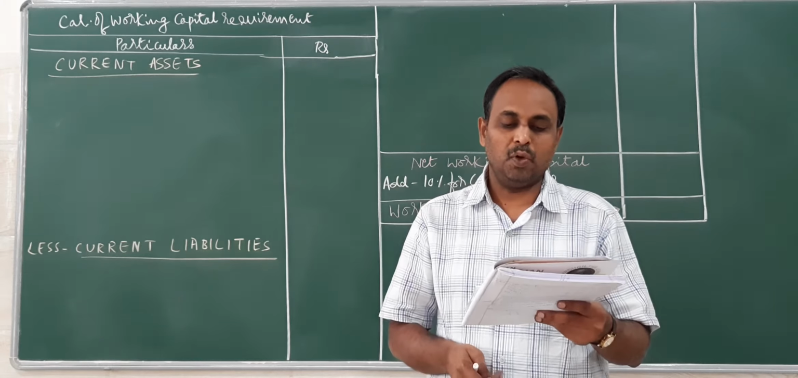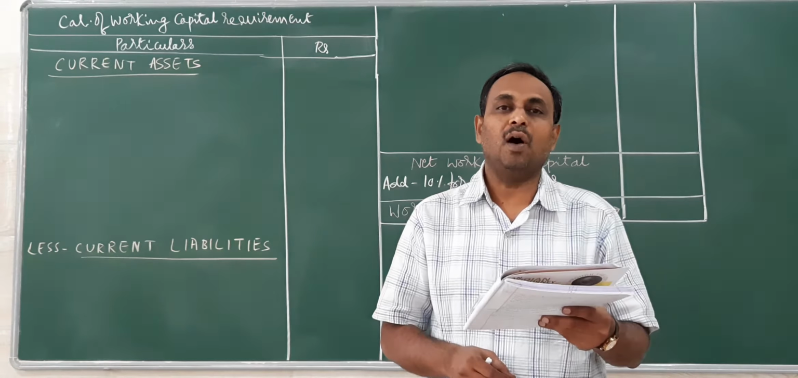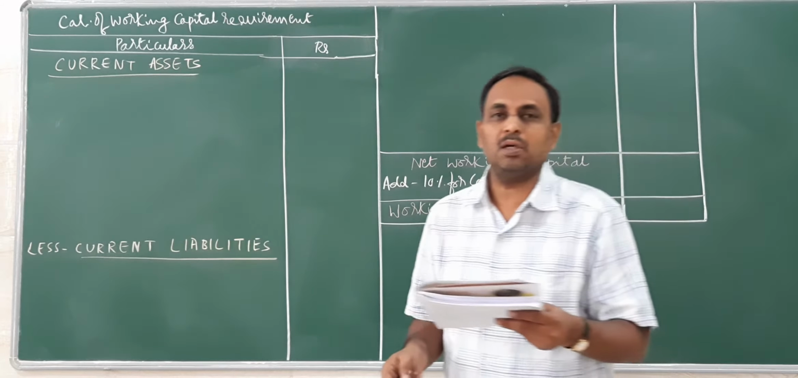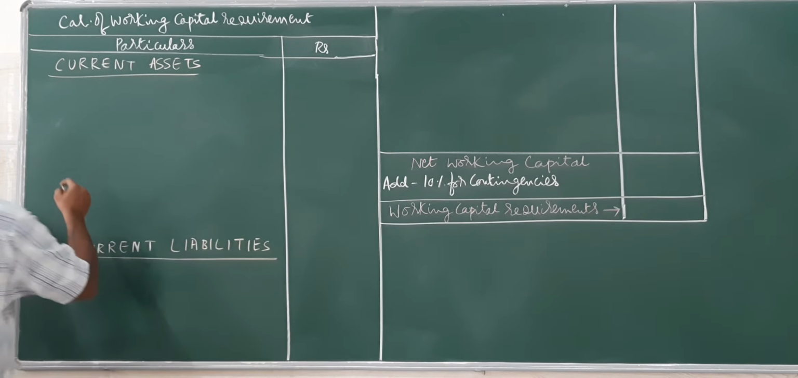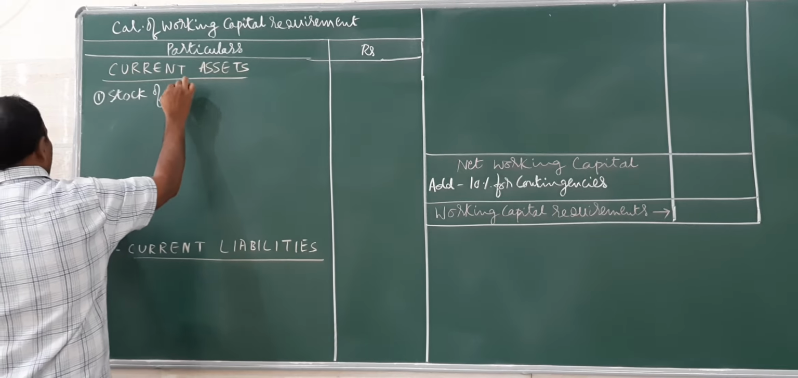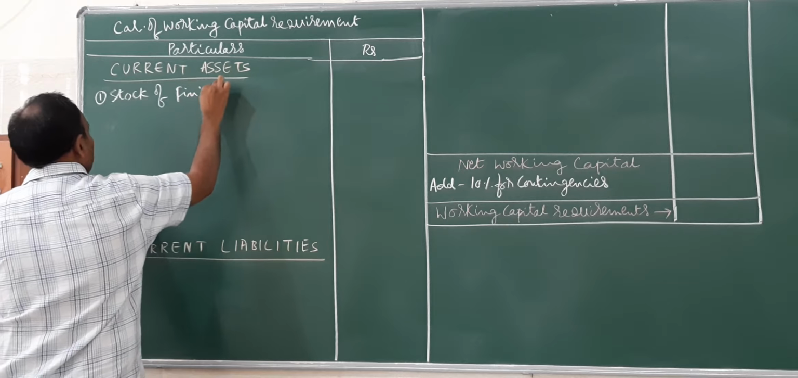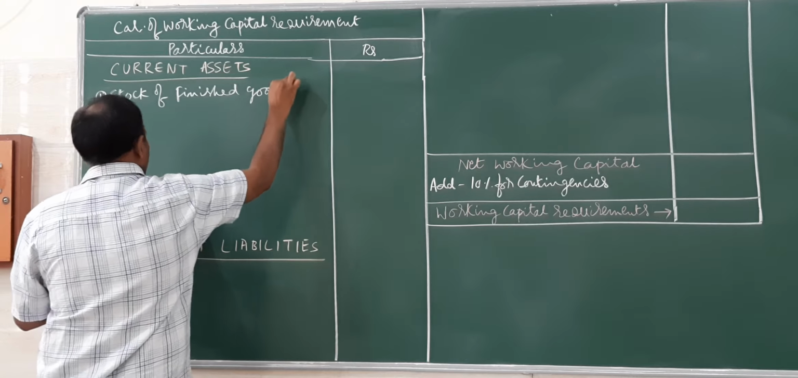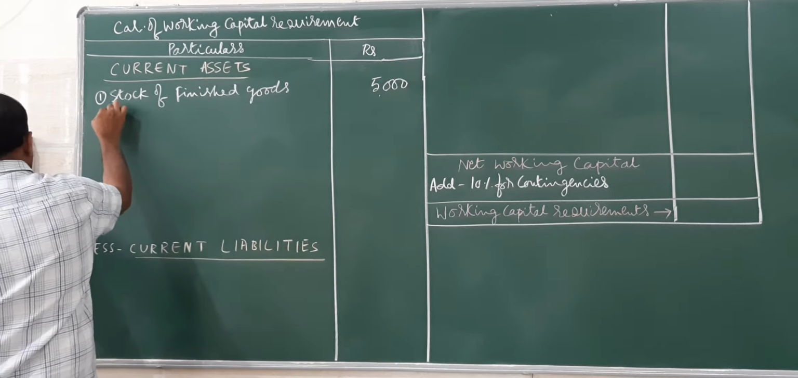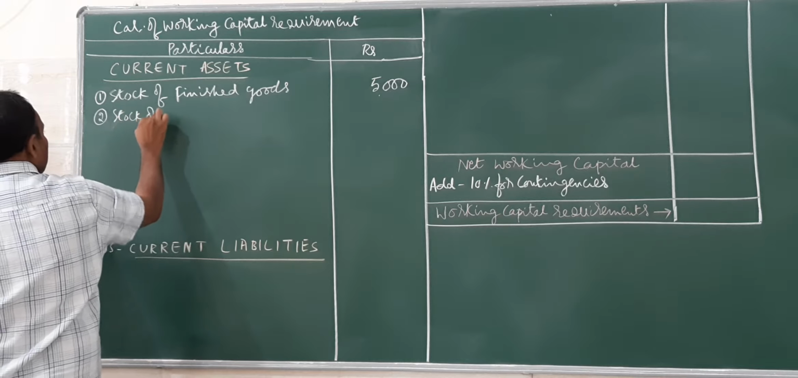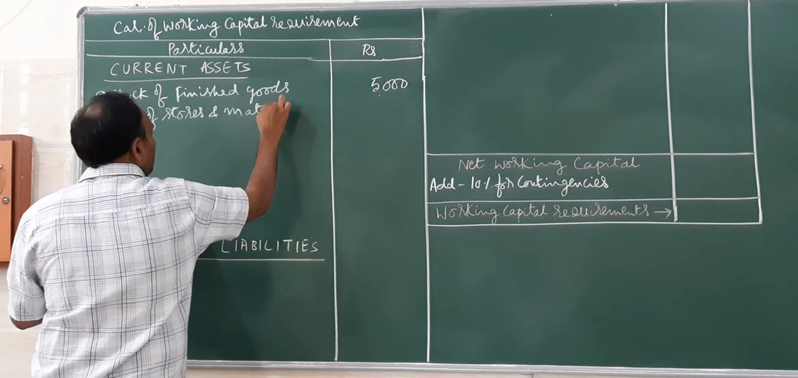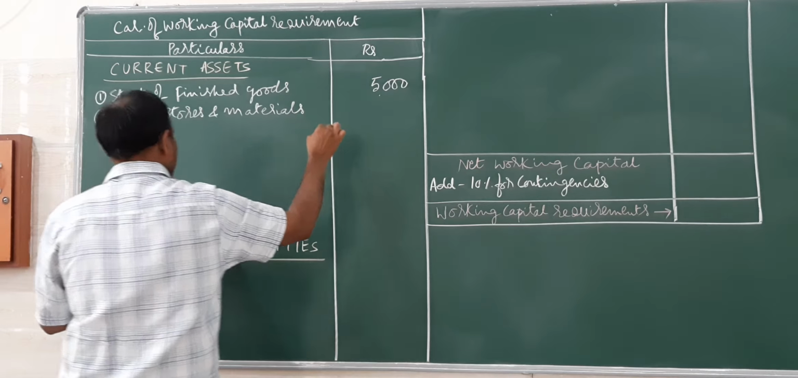On the particulars column you have amount blocked up for stocks. There are two types of stocks. Amount has been given straight away. Both the stocks are current assets. We are going to enter under the current assets. The first one, stock of finished goods. Amount is given straight away, rupees 5,000. The next one is stock of stores and materials. That amount is also given straight away, rupees 8,000.